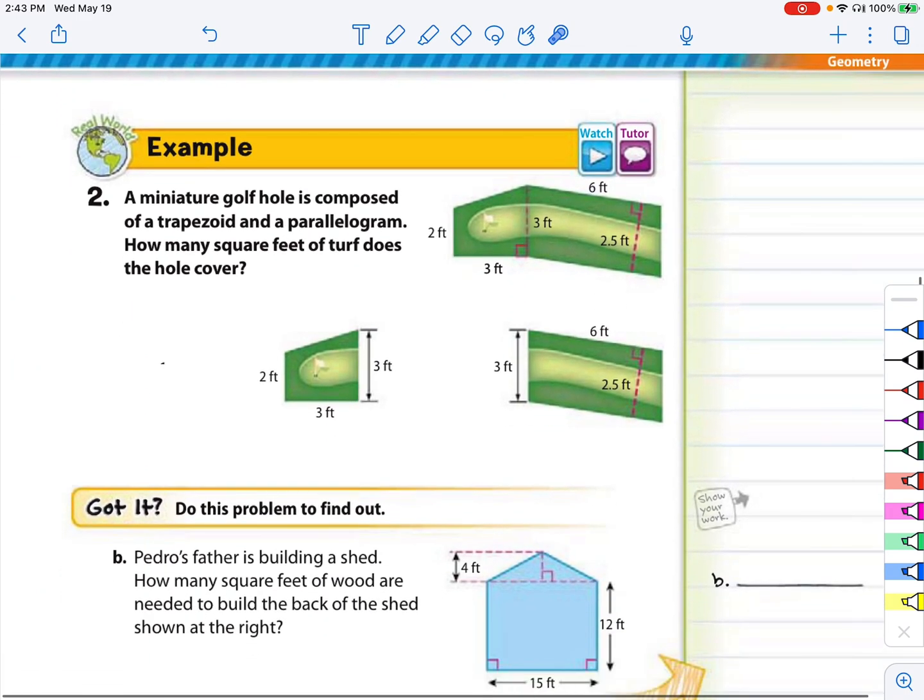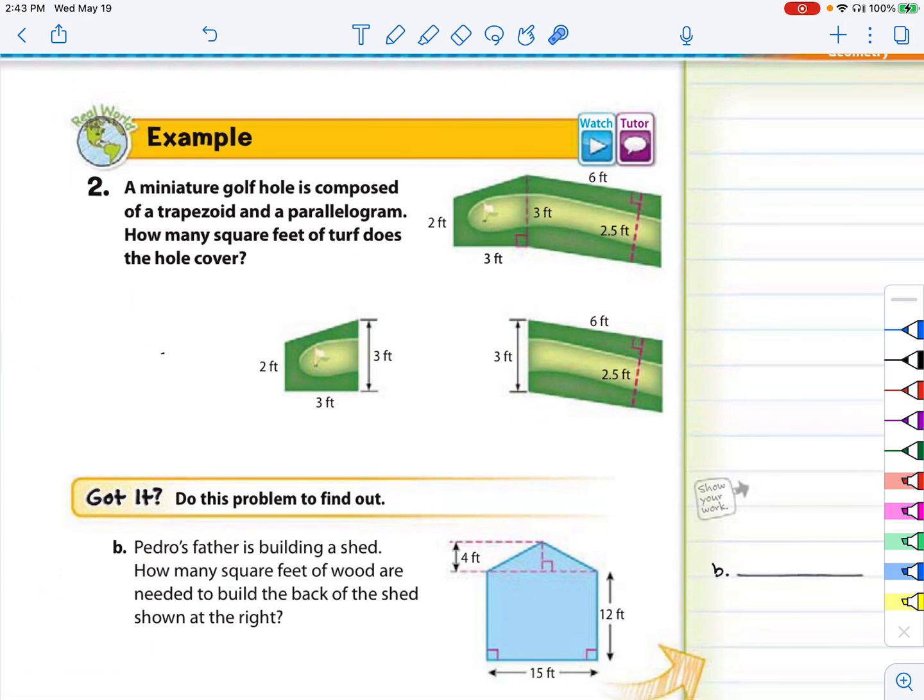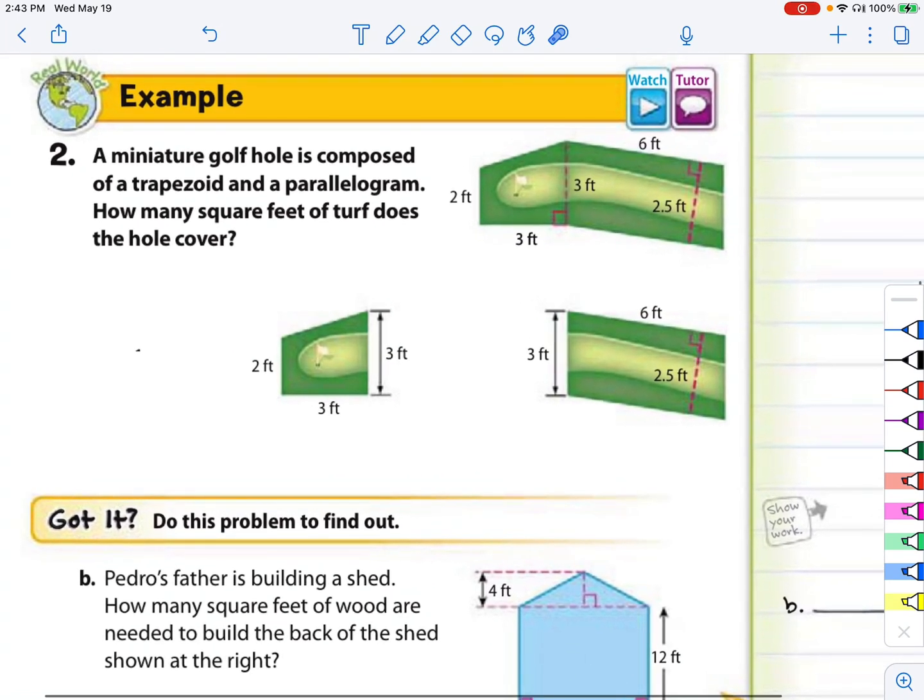Let's take a look at example number 2. You have a miniature golf hole. It's composed of a trapezoid and a parallelogram. Okay, so this is your trapezoid, and this is your parallelogram. Okay, how many square feet of turf does the hole cover? So let's first find the area of our trapezoid. This is our trapezoid right here.